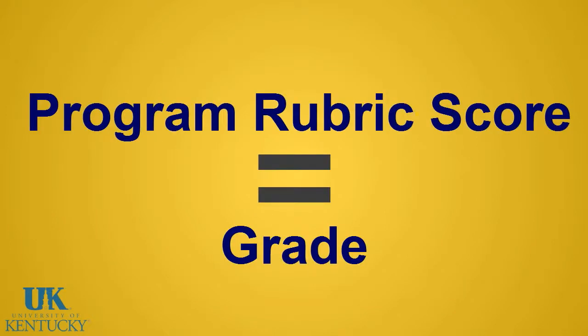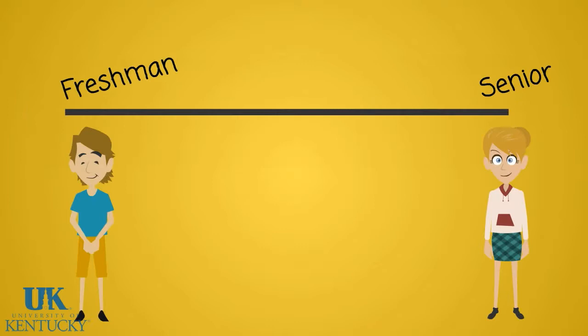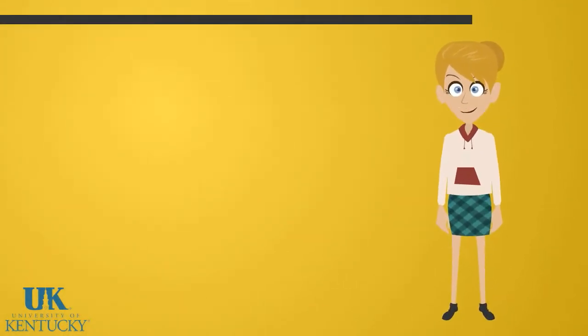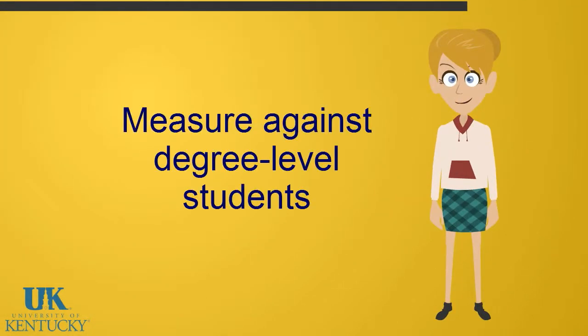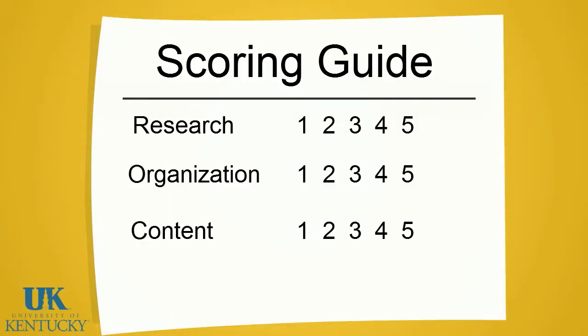It's important to also remember that a program evaluation score does not always have to mirror the grade. It's normal for a beginning student to make an A on an assignment, but not score very high on the program's rubric. One would not expect a freshman's work to be as well developed as a senior's. Remember, the program rubric should measure against the ideals of the degree level student.